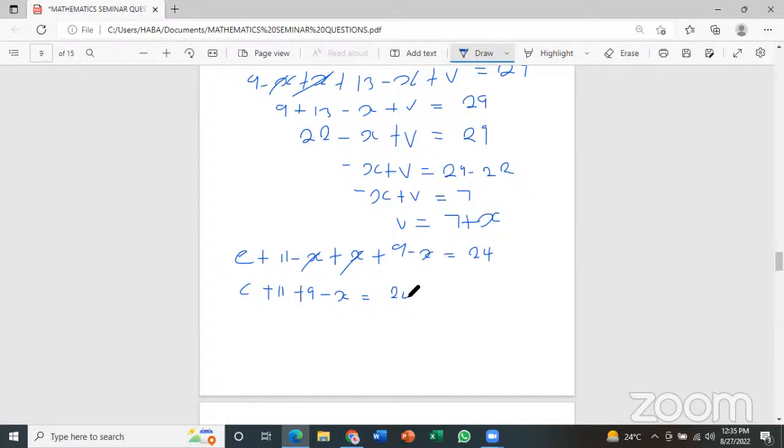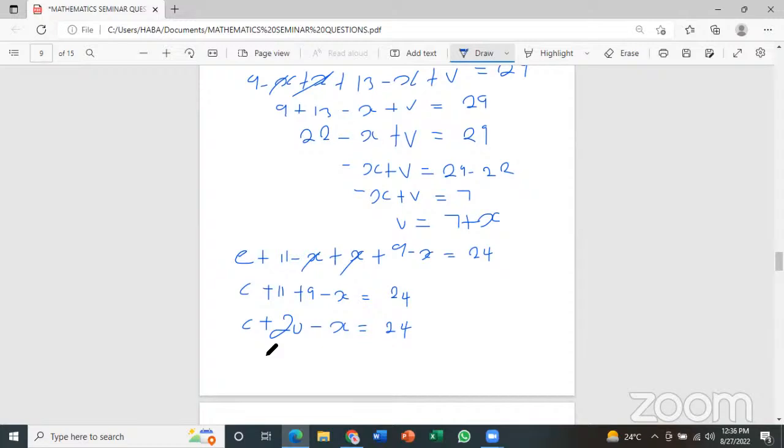Here I'll have c plus 19 minus x equals 20. 11 plus 9 is 20. Yeah, it's 20. Thank you, sir, for the correction. So 20 minus x equals 24.